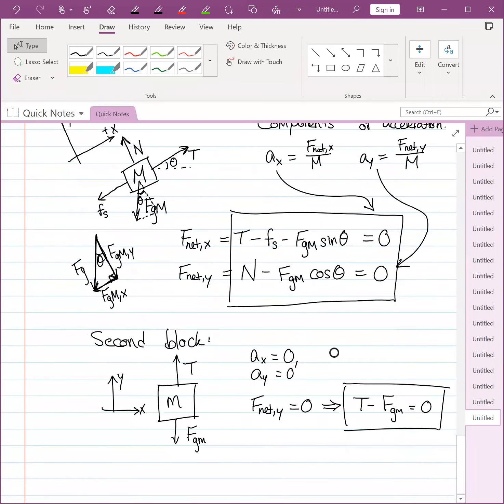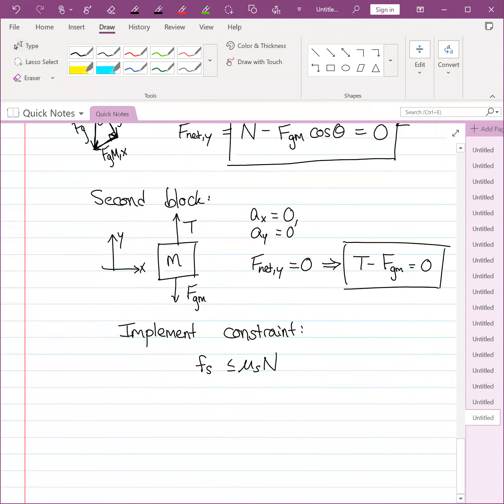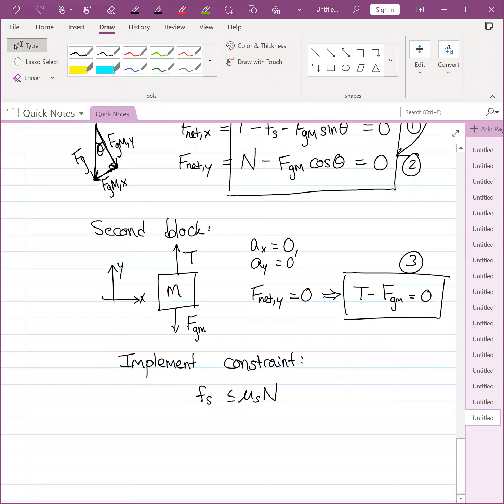Yeah, F net should be 0, but that doesn't help us because there's no forces in the x direction. That will just give us 0 equals 0, which is not useful. So we're going to implement our constraint. We know what the maximum value of the frictional force is. We know that the static frictional force has magnitude less than or equal to mu sub s times n. And so we can actually use this first equation. We can rearrange that first equation.